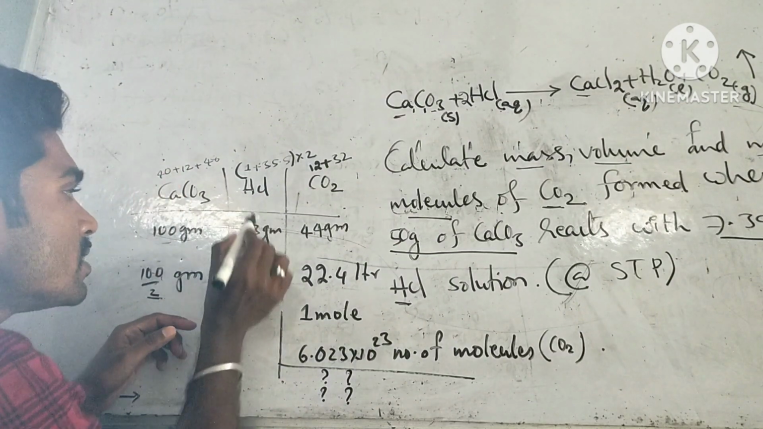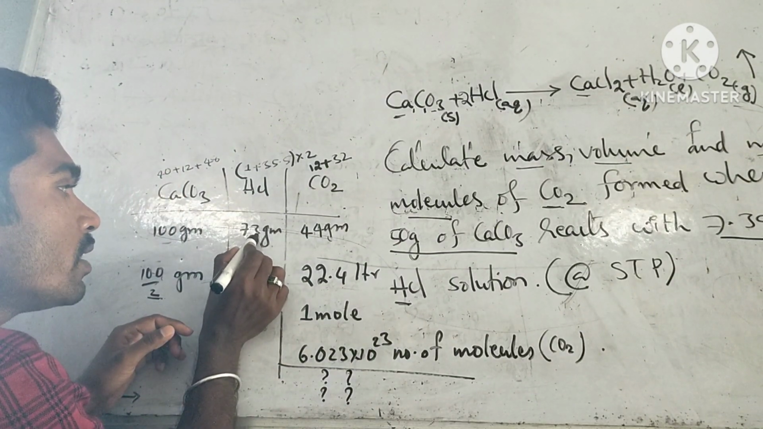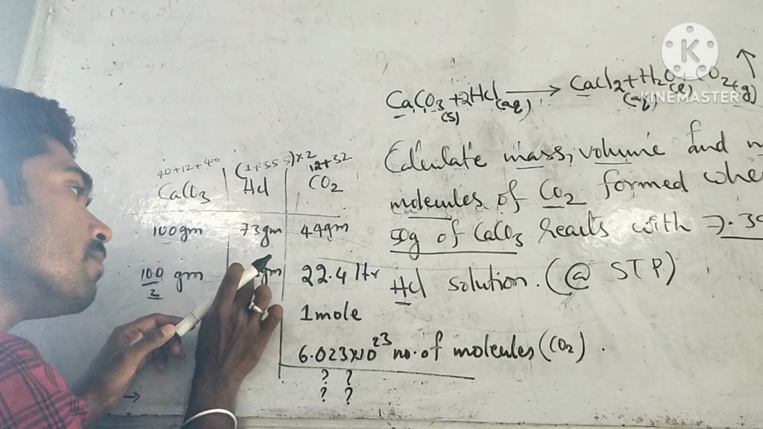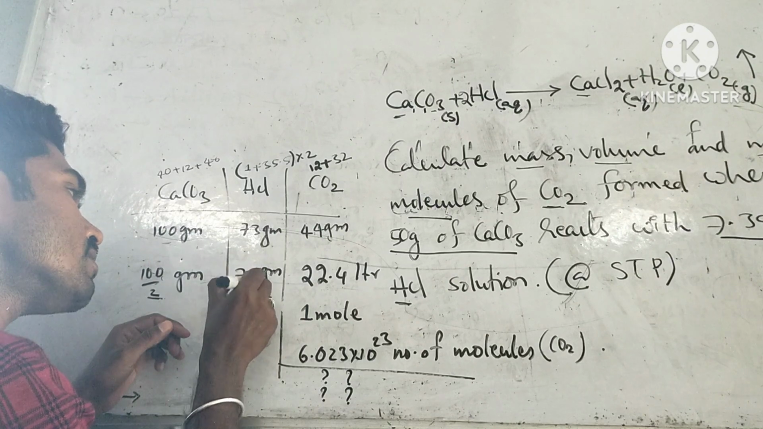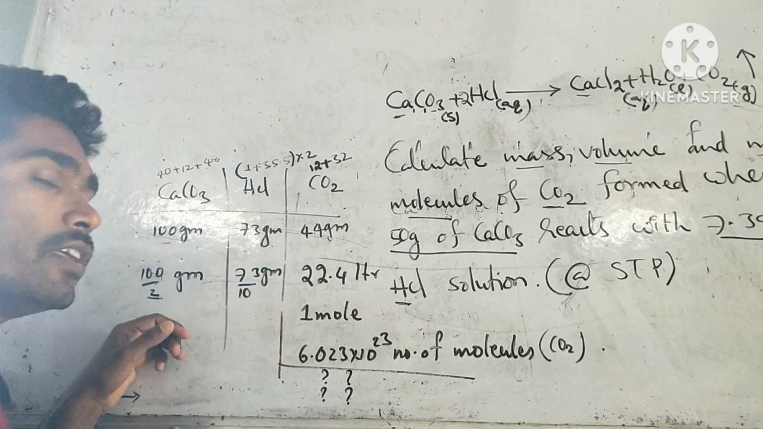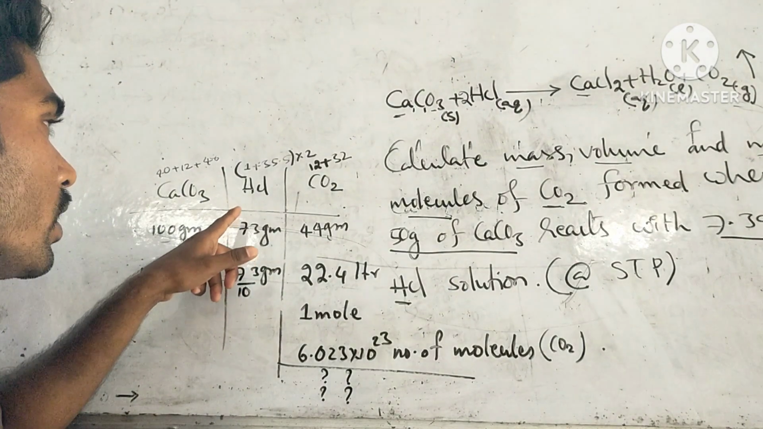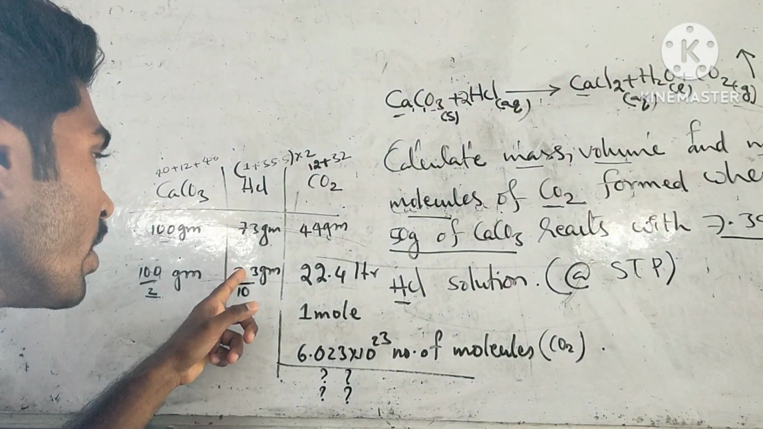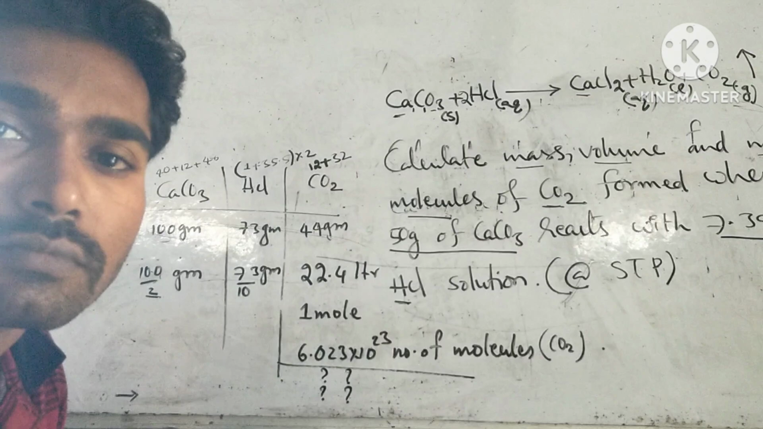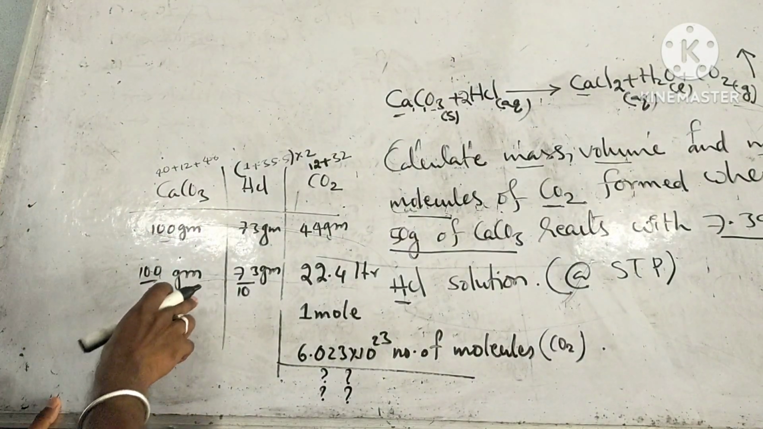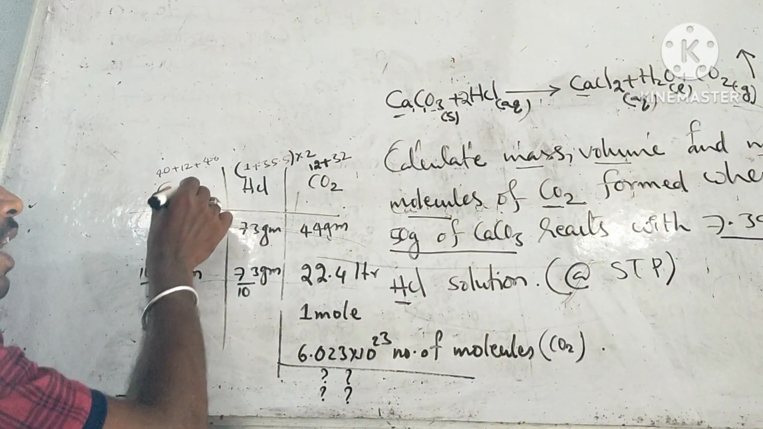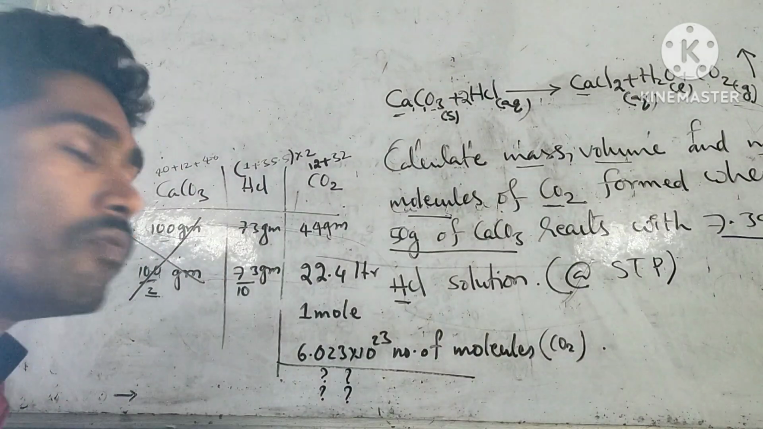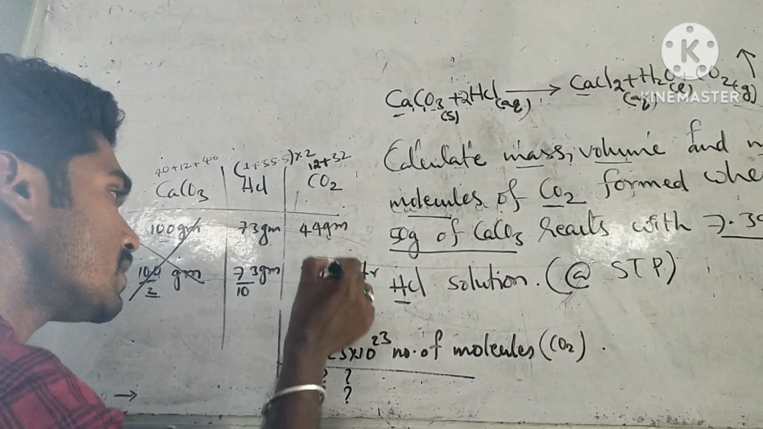But what happened to HCl? It was 73, but it became 7.3. Means if I remove this decimal, 73 by 10. Means the HCl quantity has reduced by 10 times. It has been taken by a factor of 1 by 10. So we should not take the amount of calcium carbonate into consideration. We don't want this. We want only these quantities.